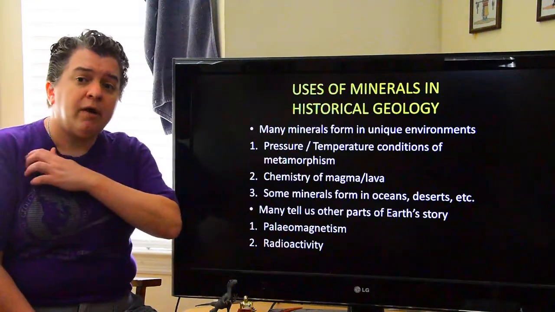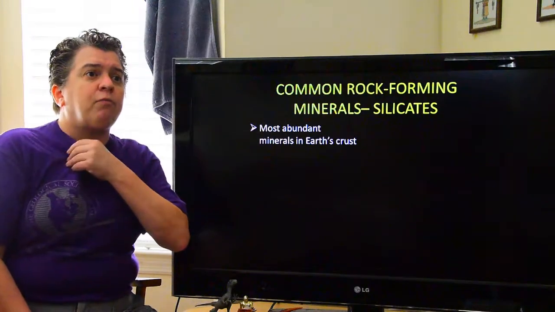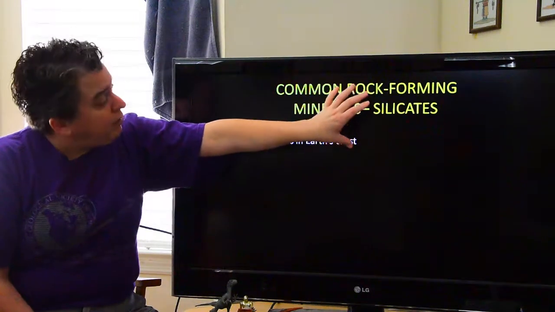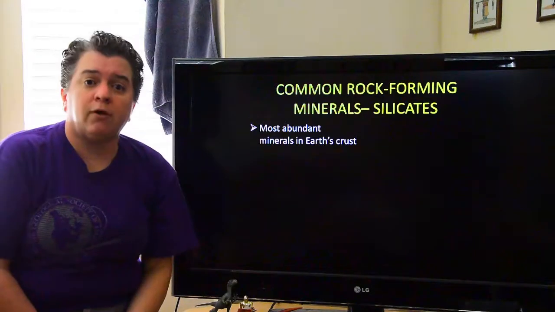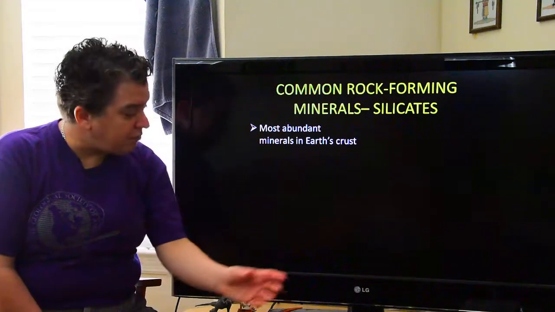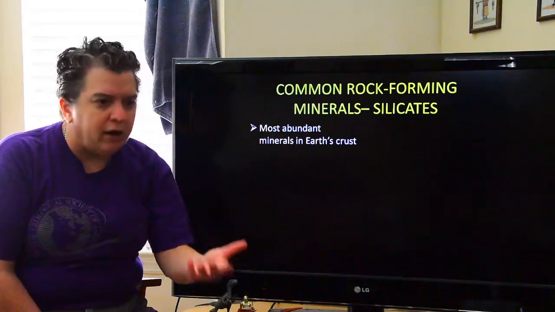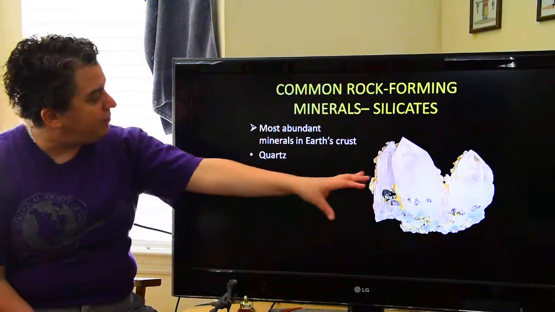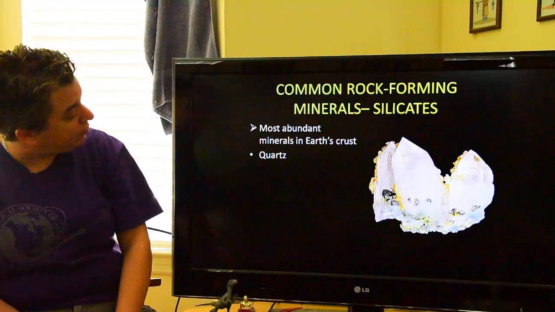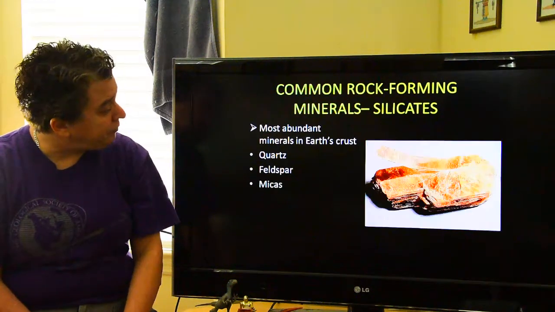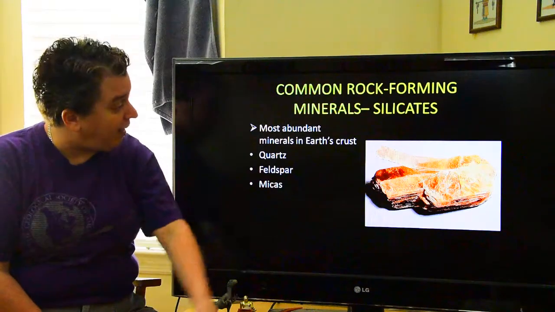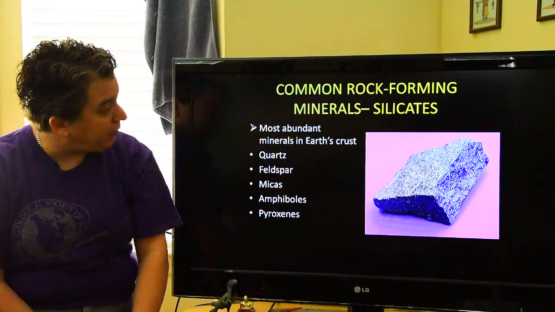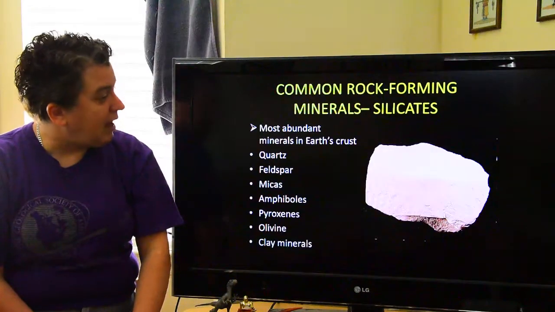Now, earlier I said those minerals go into making rocks. Before I go into that, let's look at what rocks are made out of. Usually, they're going to be our silicate minerals. Those are the most abundant ones. So most of the rocks you pick up outside, or a handful of dirt or something like that, is going to have silicate minerals in them. And those silicate minerals include things like quartz and feldspar and micas, muscovite and biotite. Those get peeled apart nicely. Amphiboles, pyroxenes, olivine, and clay minerals.